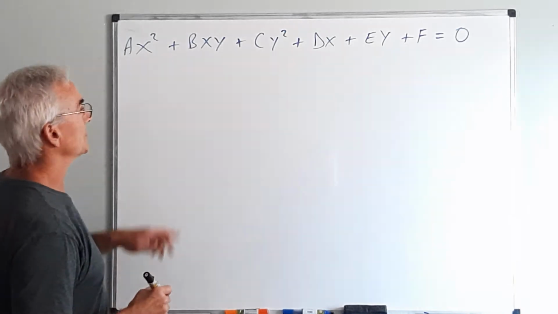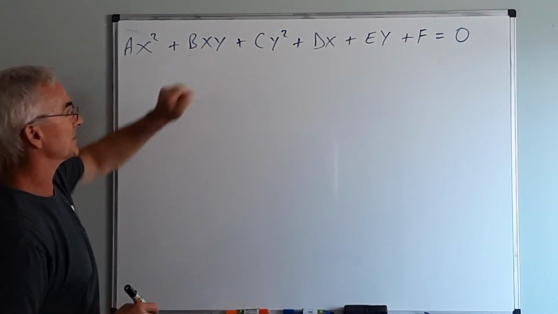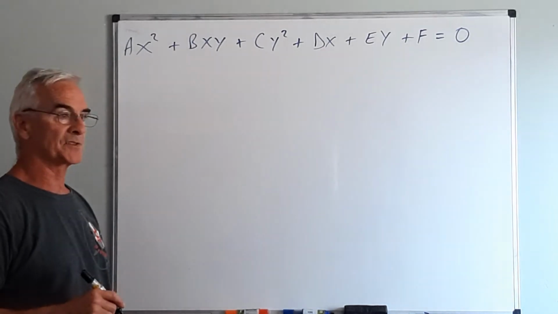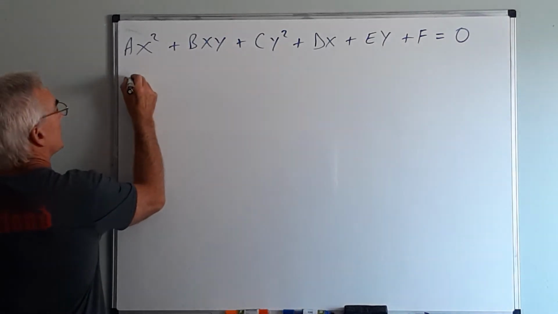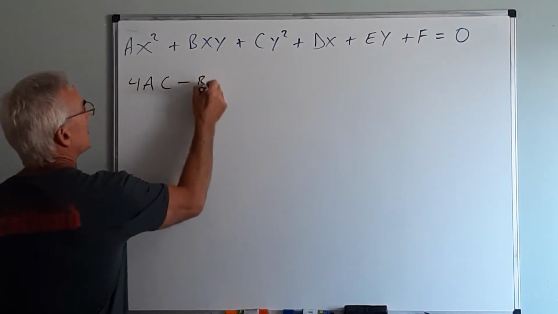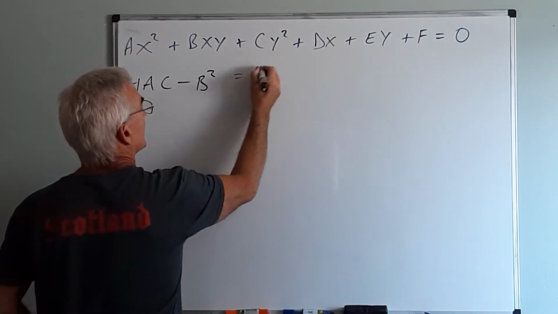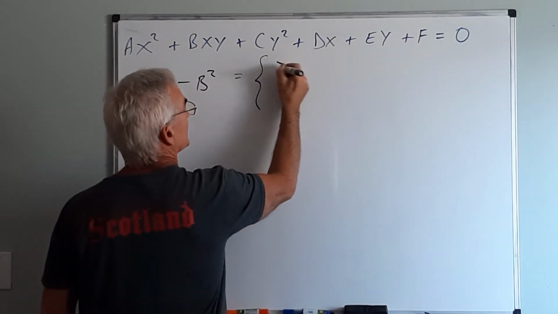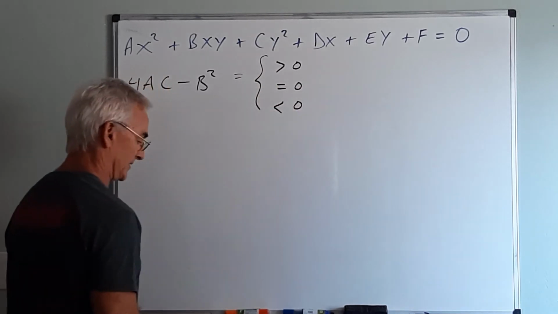Now in calculus 2, when we considered a conic section with potentially a rotation of axes because of the xy term here, we had a simple way of identifying which of the conics we had. So we considered the 4ac minus b squared. Only looking at these coefficients here, we had three possibilities. This was greater than 0, it was equal to 0, it was less than 0.